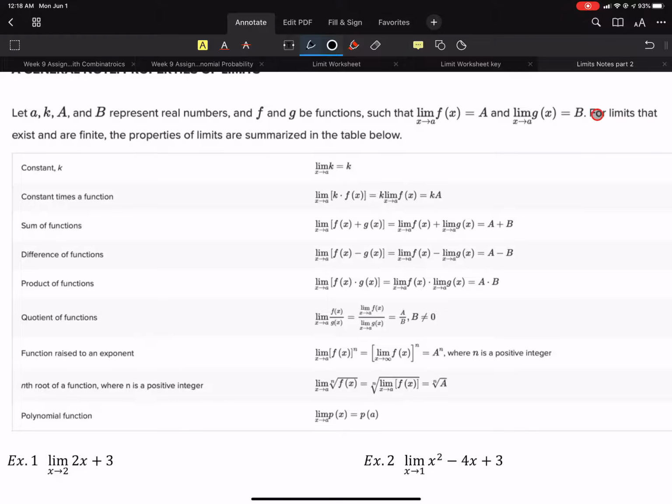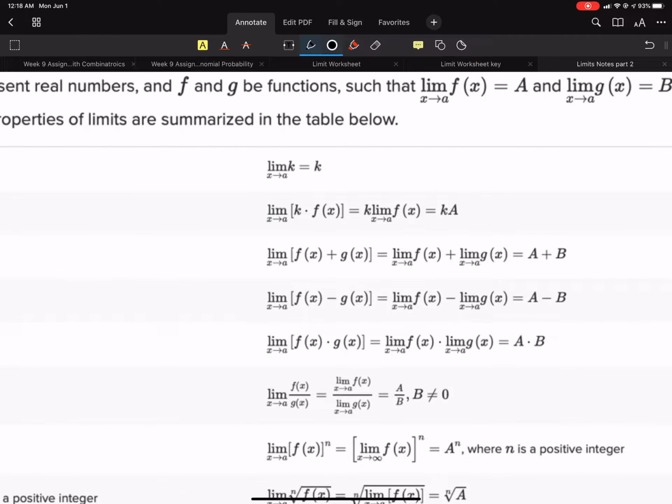And some more prerequisites. For limits that exist and are finite, the properties are demonstrated below. So let's take a look at this. This one here, I already showed you. It's a constant. The function always equals k. So as x approaches a, you'll always get closer to or equal to a.